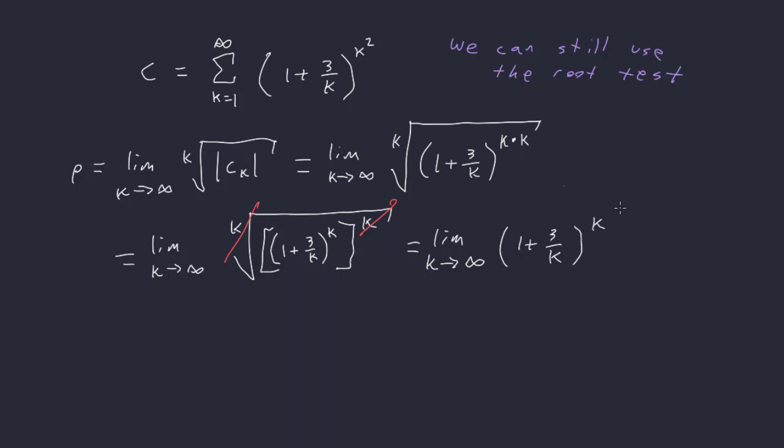Now, does this look familiar? Well, hopefully that's our nice little pattern here for the exponential. That's going to be e cubed. And e cubed is greater than 1, so c diverges by the root test.